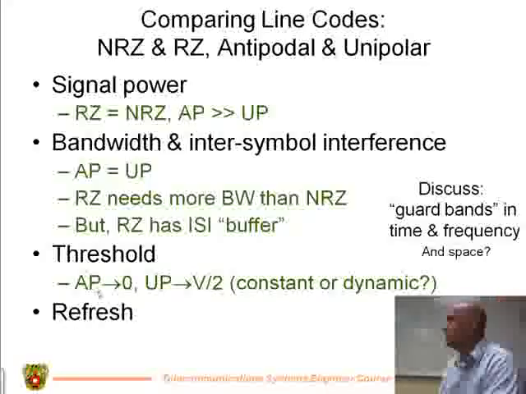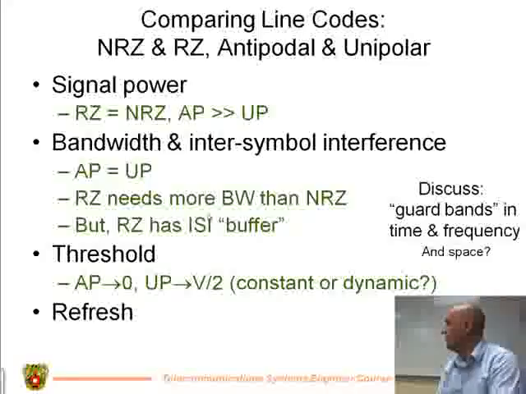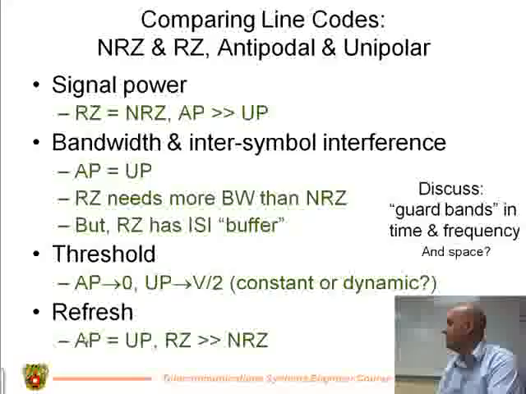Now, if we do bipolar, our threshold can just be 0, right? But if we do unipolar, our threshold we set to be V over 2. We said 0 and 5 volts, so it would have to be V over 2, at 2.5 volts. Can that be constant? Well, no, because with different lengths we have different amounts of attenuation, so we have to keep adjusting it up and down based on the length we are away. And then finally, antipodal is the same as unipolar, but return to 0 is much better than NRZ, and Manchester is better than either one.